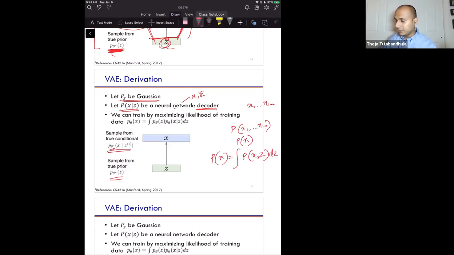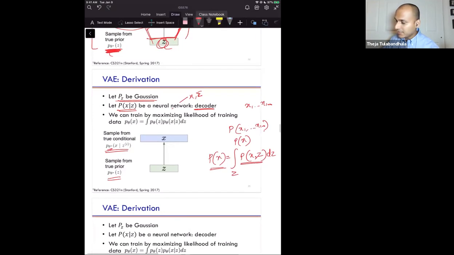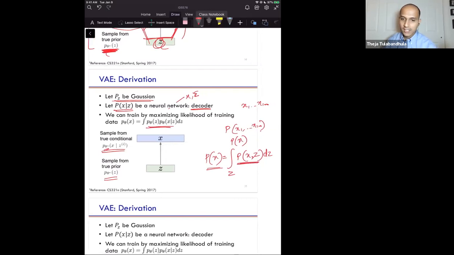So this is just the definition. If you have a joint distribution and you remove one of the variables z, then you get p of x. This p of x comma z is what was written here: it's p of z times p of x given z. It's just a product. This is just a definition of conditional, and this is a definition of joint. So these two are the same thing.